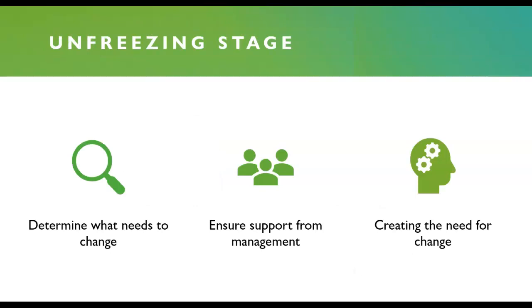Step one of this model is to unfreeze. This can be determining what needs to change, like surveying your company and understanding why change is necessary. It is important to encourage the replacement of all behaviors and attributes with new behaviors. Ensuring support from management by talking with stakeholders to obtain support is very important in this step. It is efficient to frame your issue as one that positively impacts the company.